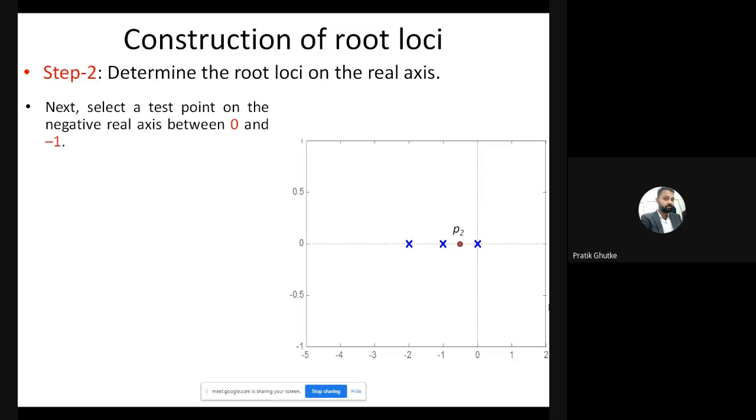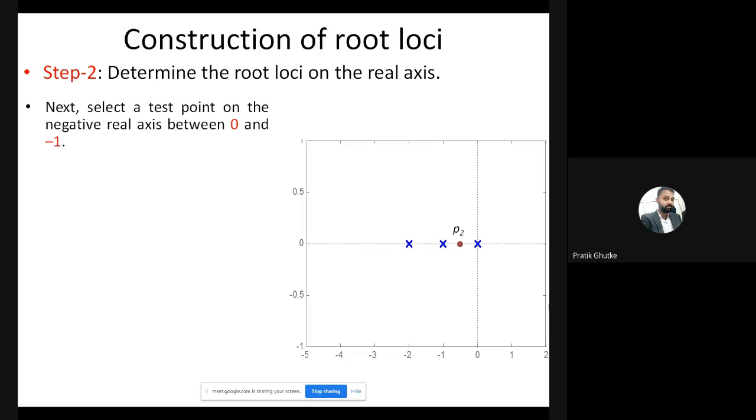Now next, select the test points on the negative real axis, that is the axis between 0 and -1. If my point is between 0 and -1, first of all I have to check whether it is the breakaway point or the valid point, whether it is lying on the root locus region or non-root locus region. So point P2 is obviously lying in the root locus region. Why? Because at the second pole, there is only one pole on the right hand side, which is at 0. So this is root locus region, it is an odd number.